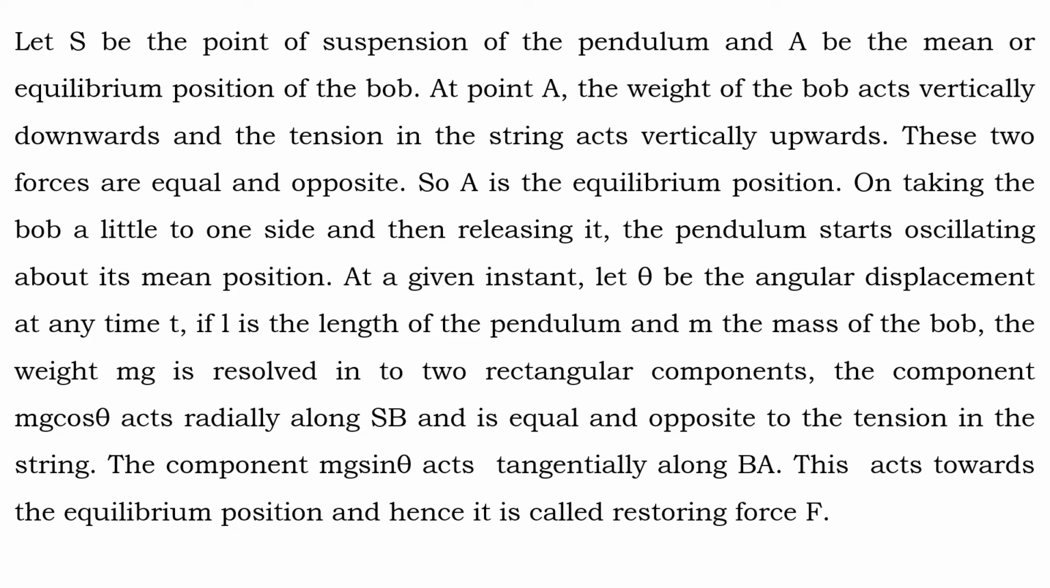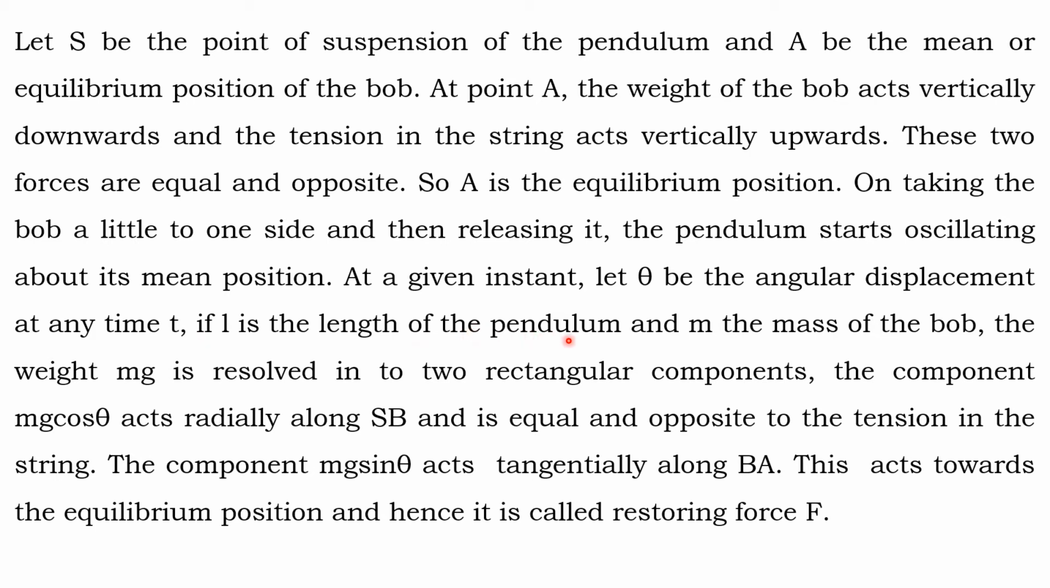That is, let S be the point of suspension of the pendulum and A be the mean or equilibrium position of the bob. At the point A, the weight of the bob acts vertically downwards and the tension in the string acts vertically upward. These two forces are equal and opposite, so A is the equilibrium position. On taking the bob a little to one side and then releasing it, the pendulum starts oscillating about its mean position. At a given instant, let theta be the angular displacement at any time t.